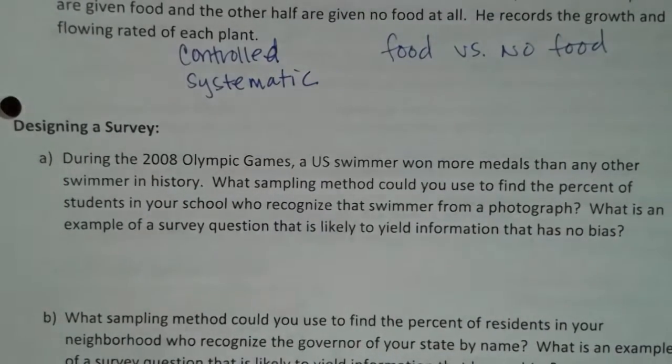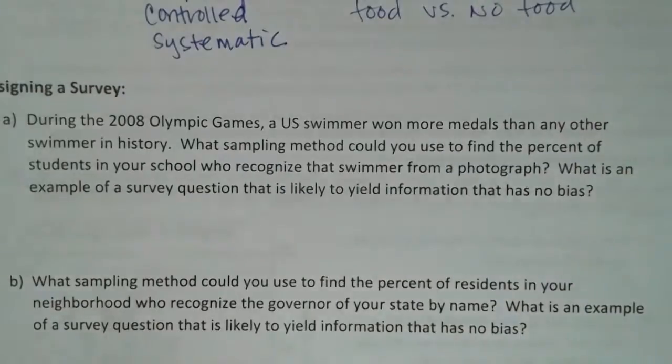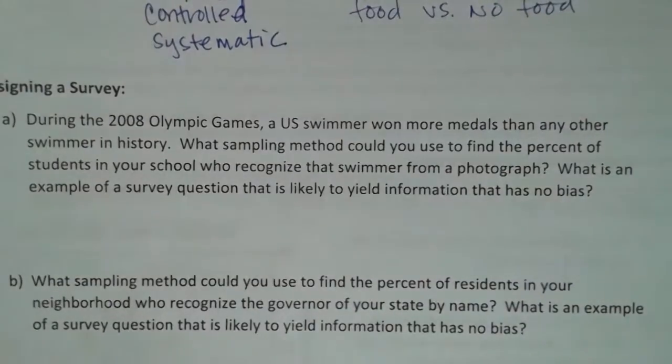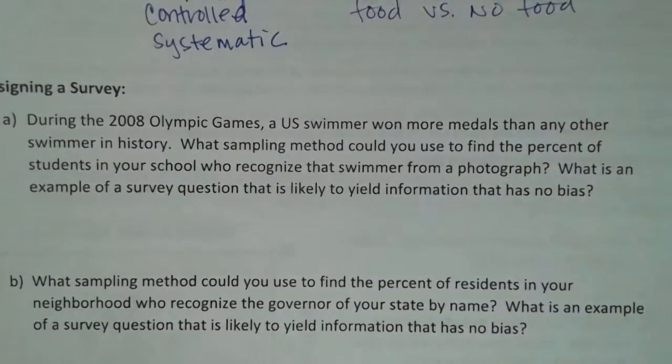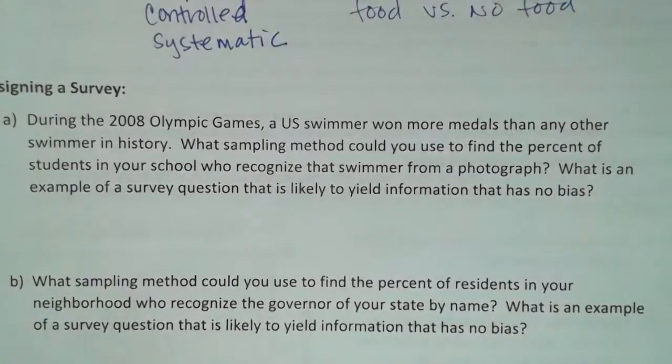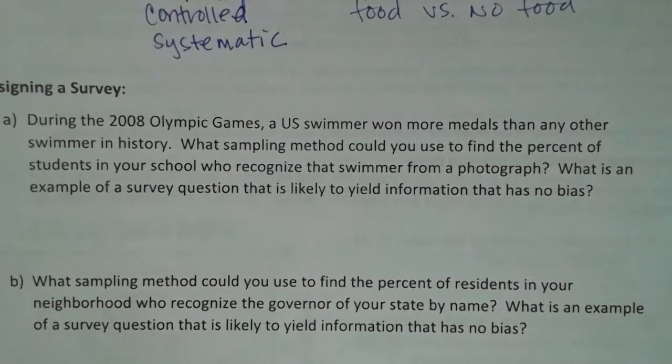Okay, part A. During the 2008 Olympic game, a U.S. swimmer won more medals than any other swimmer in history. What sampling method could you use to find the percent of students in your school who recognize that swimmer from a photograph? Okay, again. What sampling method could you use to find the percent of students in your school? So you have to decide this time. What could you do?